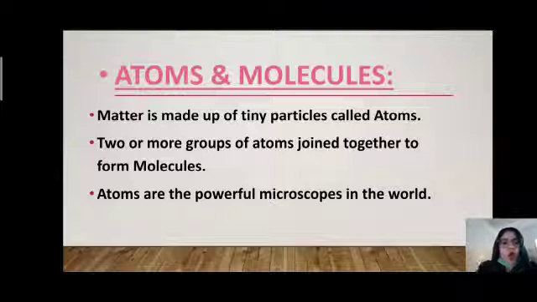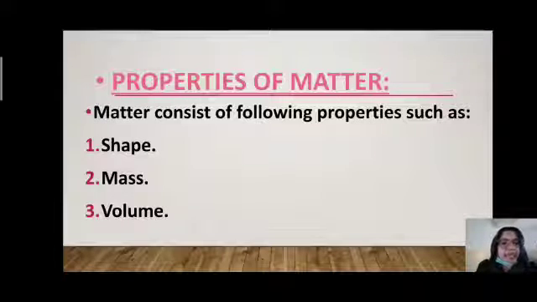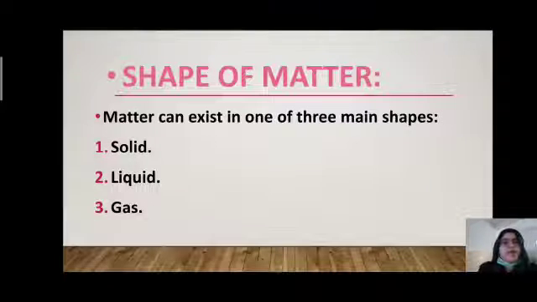Now, moving on to the second topic, which is properties of matter. Matter has the following three properties. The first one is shape, the second one is mass, and the third one is volume. What is shape, what is mass, and what is volume? One by one, I am going to explain these topics. The first one is the shape of matter.